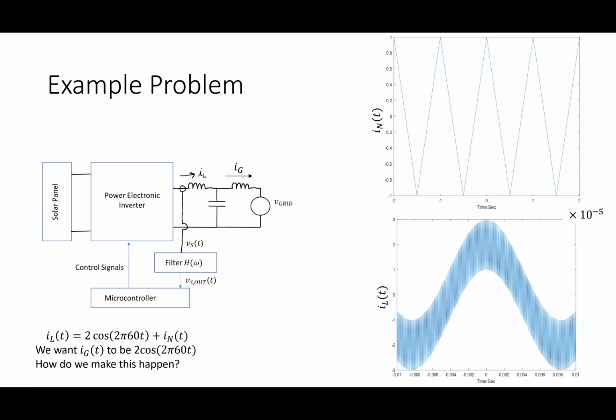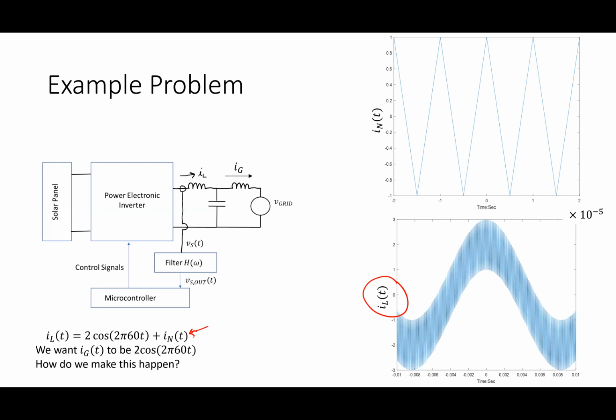Now, this is what that current probably looks like, something like that picture right there, the bottom picture. So this is what I sub L looks like here, approximately like this. Basically, what I'm saying is I sub L is 2 cosine 2 pi 60 t. So what's the frequency of that in hertz? 2 pi 60 t. What's the frequency in hertz? 60 hertz. All right, 60 hertz.